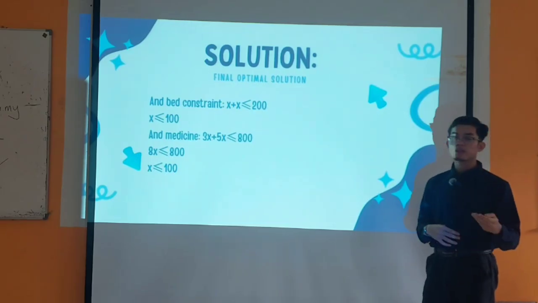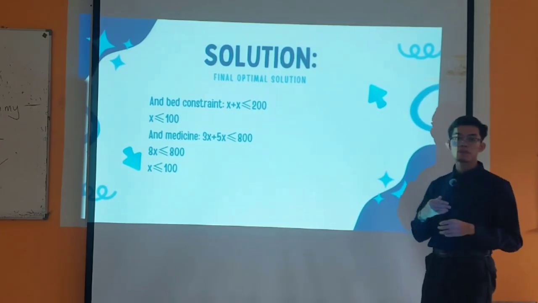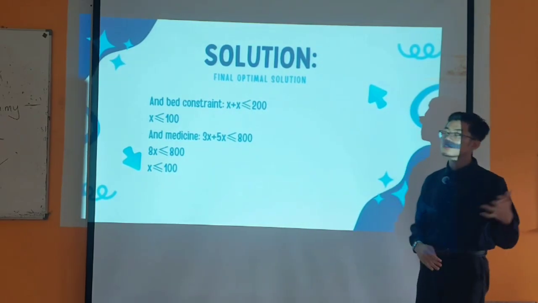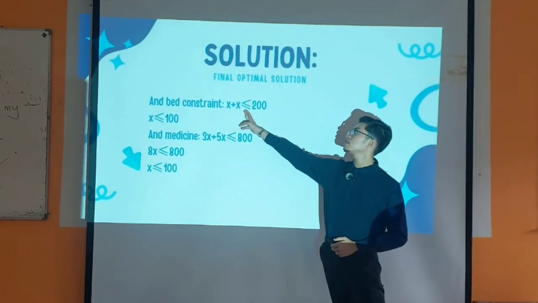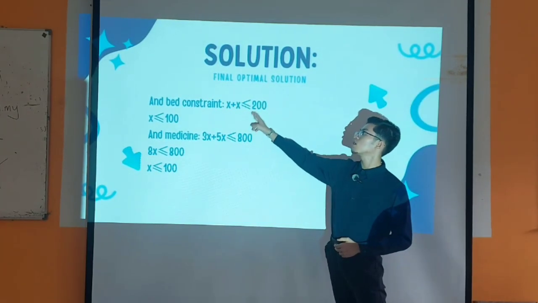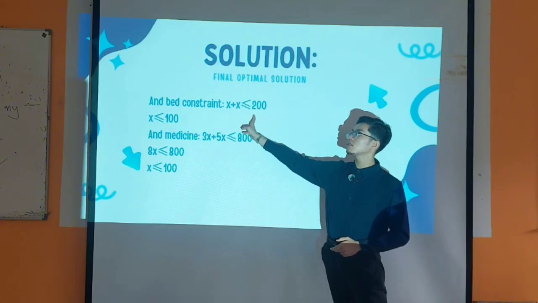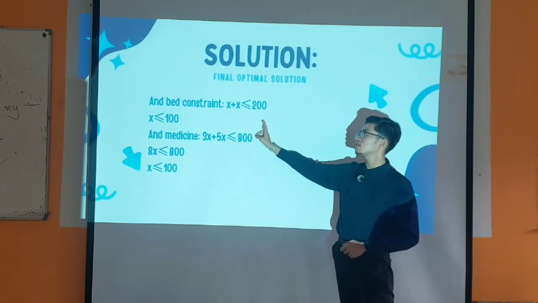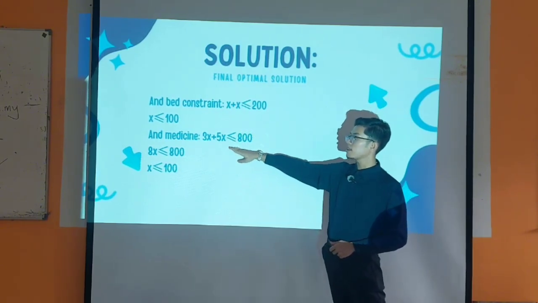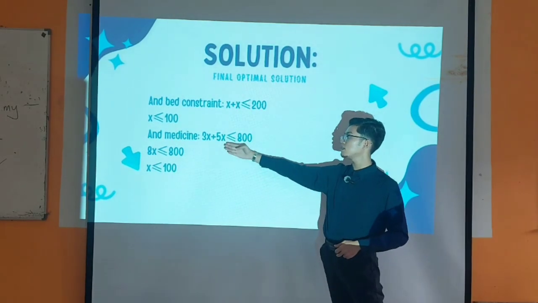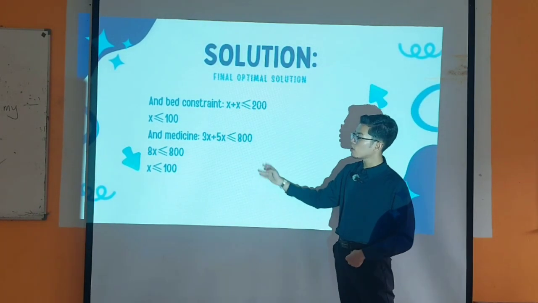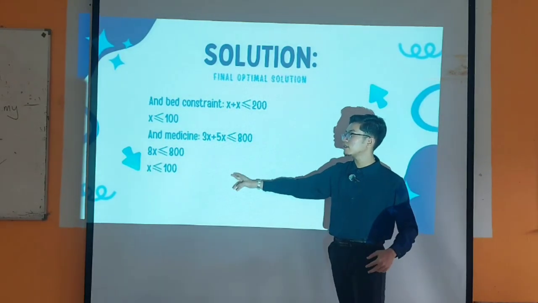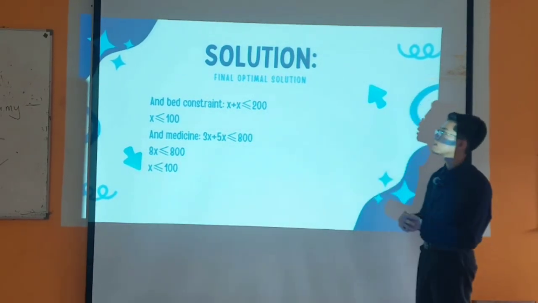So for the bed constraint, we will substitute it also. So x plus x is less than or equal to 200. We will get the answer x is less than or equal to 100. And the last one is the medicine. We will substitute it also. So we will get x is less than or equal to 100.